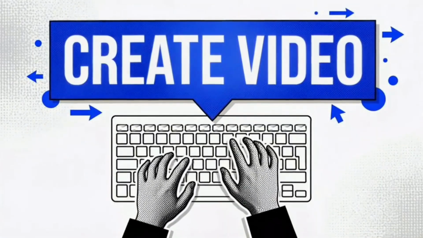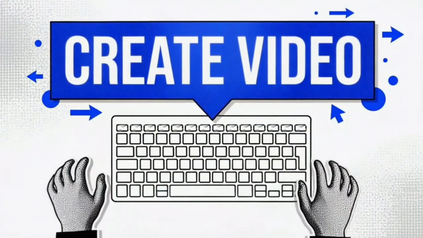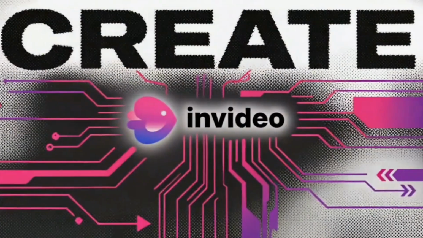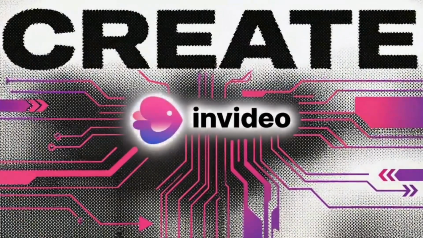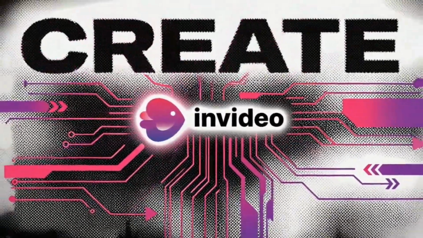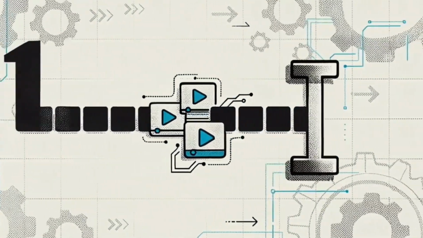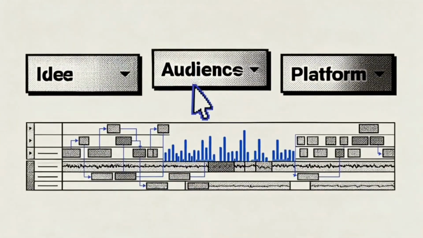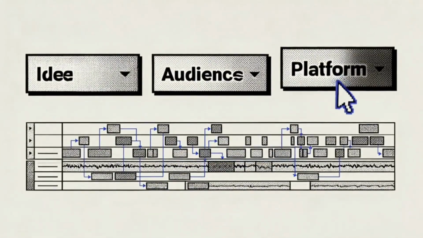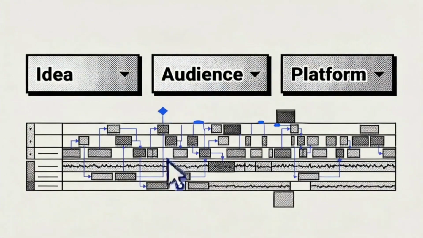What if you could turn a simple text prompt into a full video without editing everything by hand? That's exactly what InVideo AI is designed to do. InVideo AI is an AI video generator that lets you create videos just by typing what you want. Instead of starting with a blank timeline, you give it your idea, choose details like your audience and platform, and the tool generates a video draft for you.